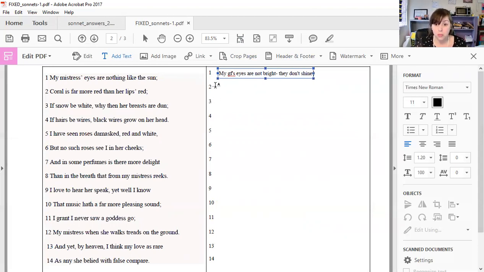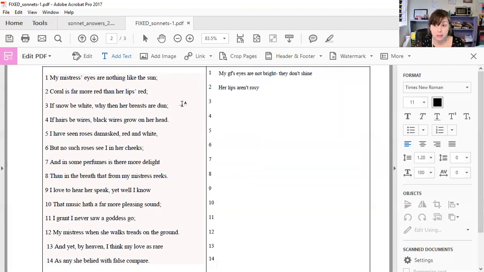Coral is far more red than her lips red. Like her lips are kind of pale. Her lips aren't rosy. Right? Like the epitome of beauty back then would be rosy cheeks, rosy lips, very graceful.